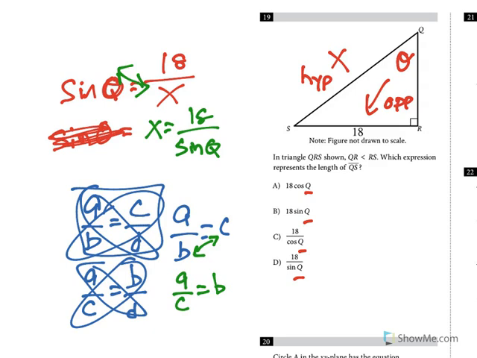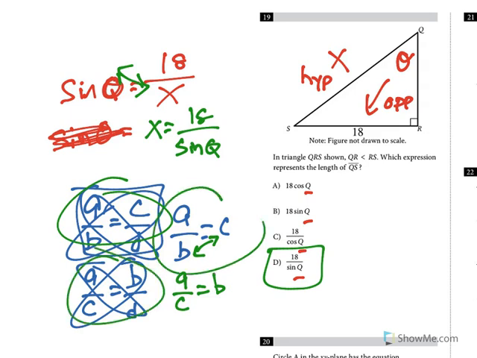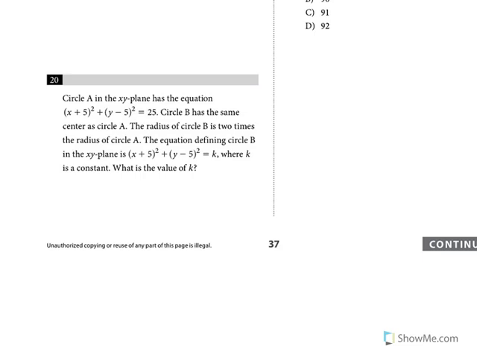Multiply by x, right? We'll get x sine q equals 18, divide by sine q. But we want to think smarter, not harder, right? Really understand there's a lot of different ways that we can manipulate proportions, specifically doing this, okay? Especially for a problem like this.